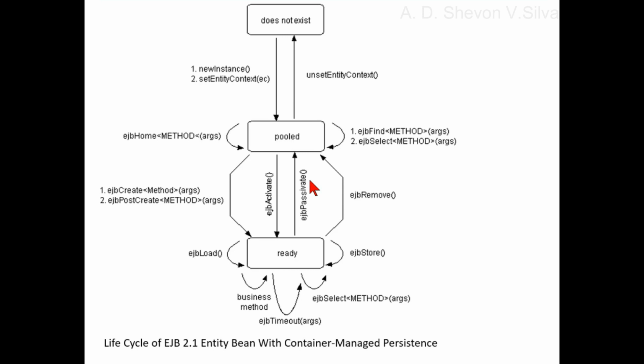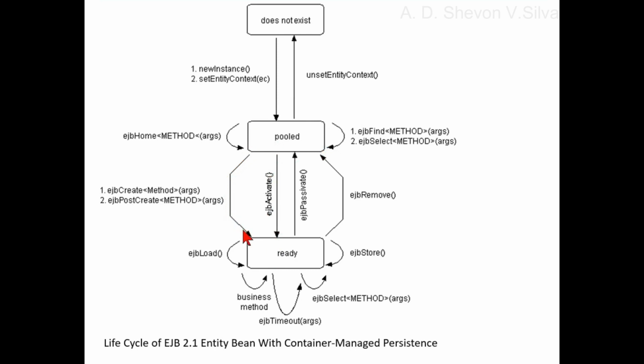Here, does not exist interacts with pooled: newInstance, then setEntityContext are passed from does not exist to pooled. ejbHome is passed from pooled to pooled, and ejbFind then ejbSelect are passed from pooled to pooled. Pooled interacts with ready. ejbCreate, then ejbPostCreate are passed from pooled to ready.